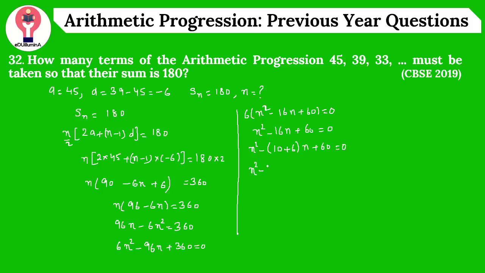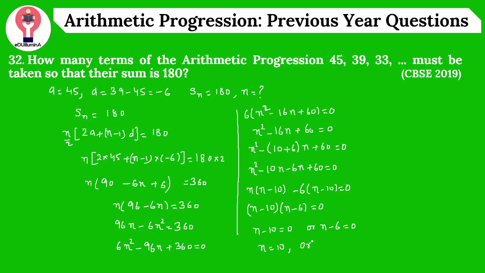So n square minus 10n minus 6n plus 60 equals to 0. So taking n as common from the first two terms, n into (n minus 10) minus 6 into (n minus 10) equal to 0. So factors become (n minus 10) into (n minus 6) equal to 0. So either first factor is 0, n minus 10 equal to 0, or n minus 6 equal to 0. Therefore n equal to 10 or n equal to 6. Okay.